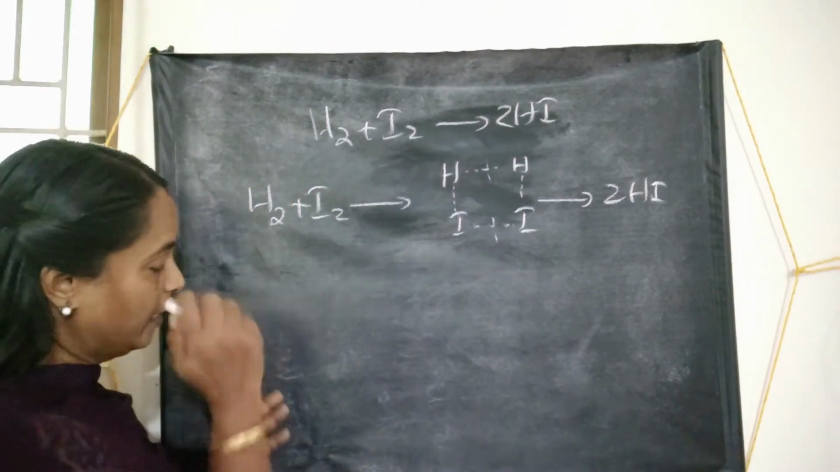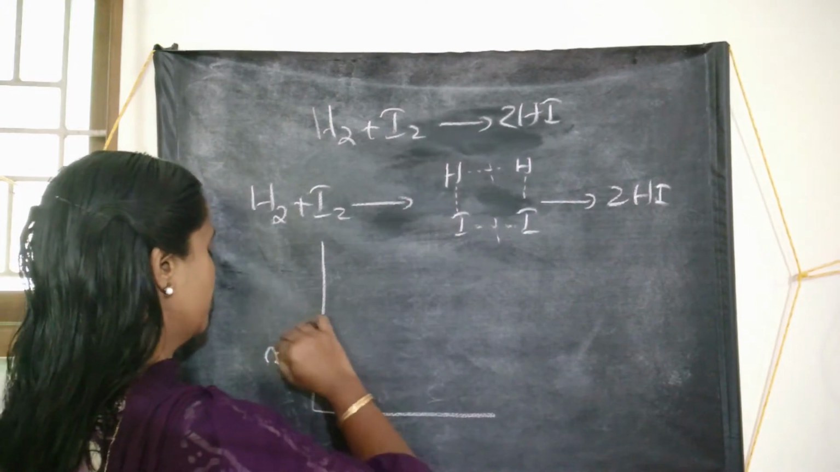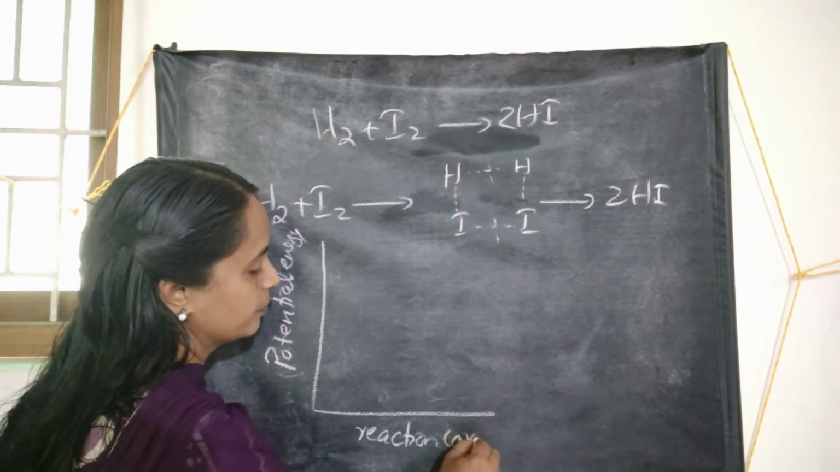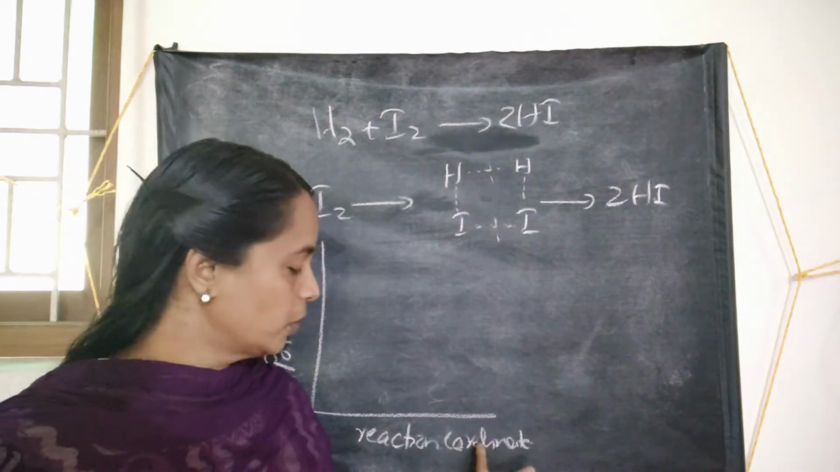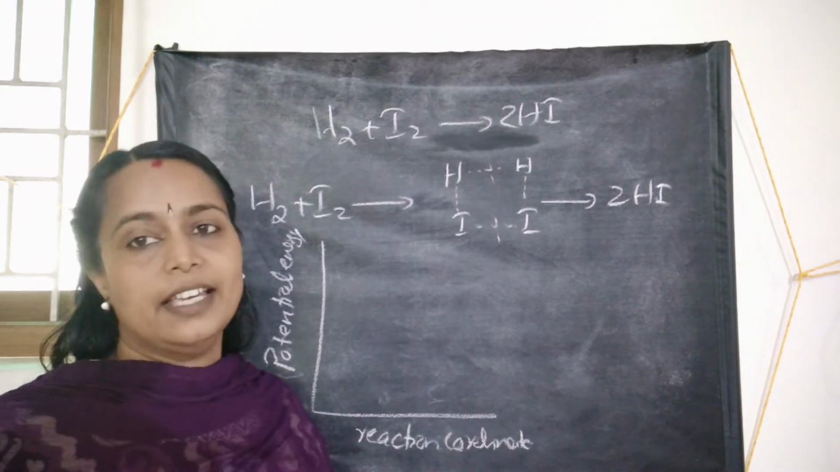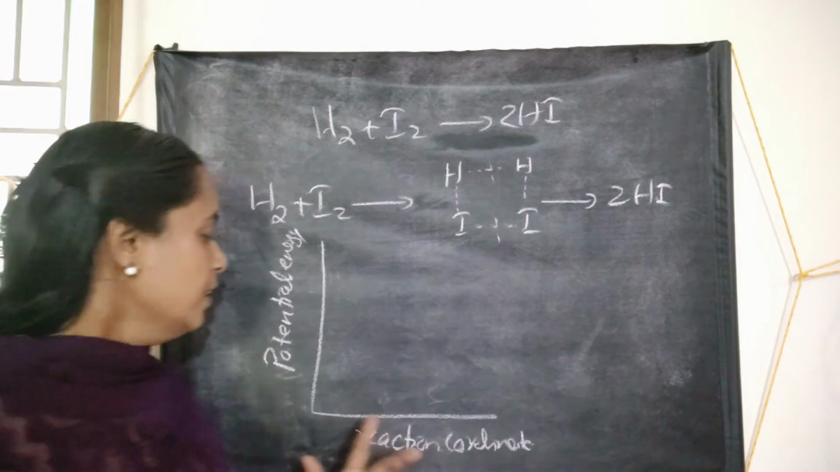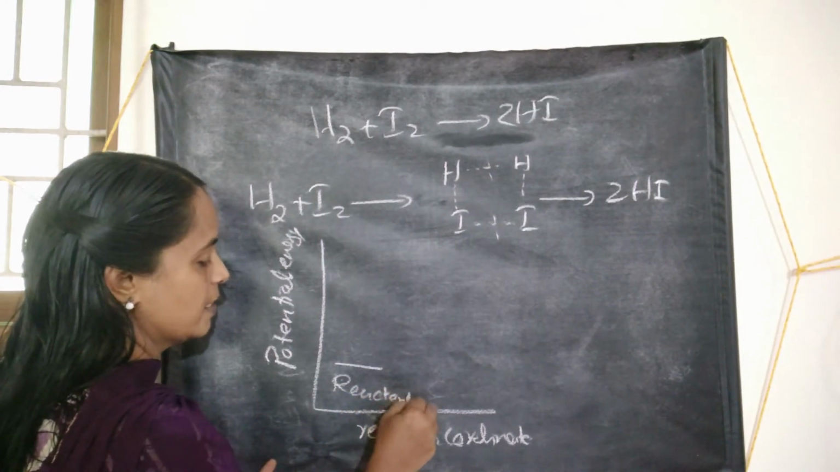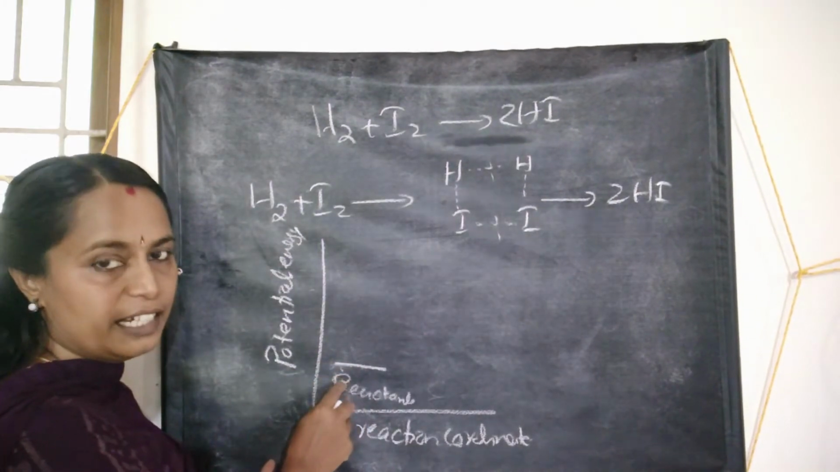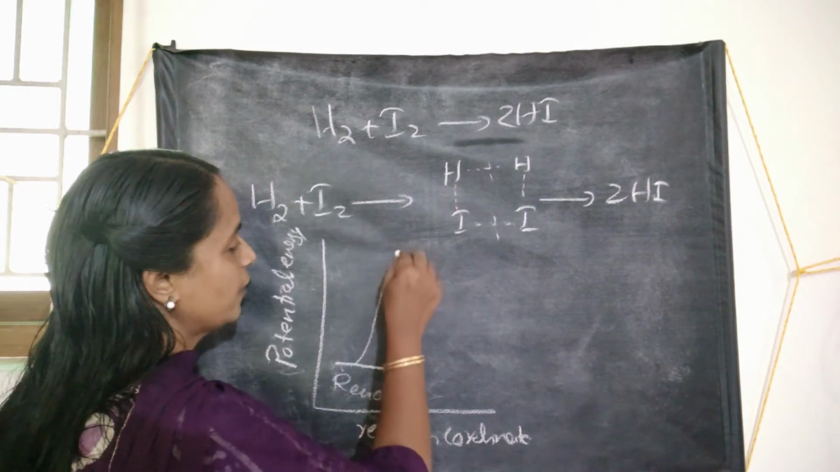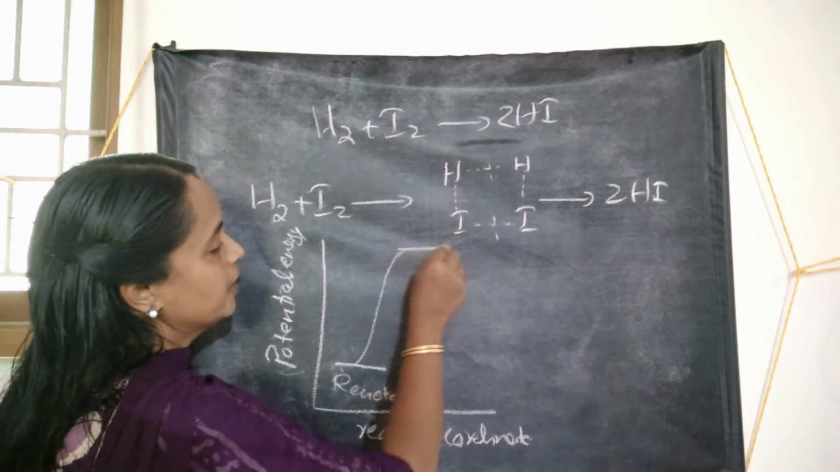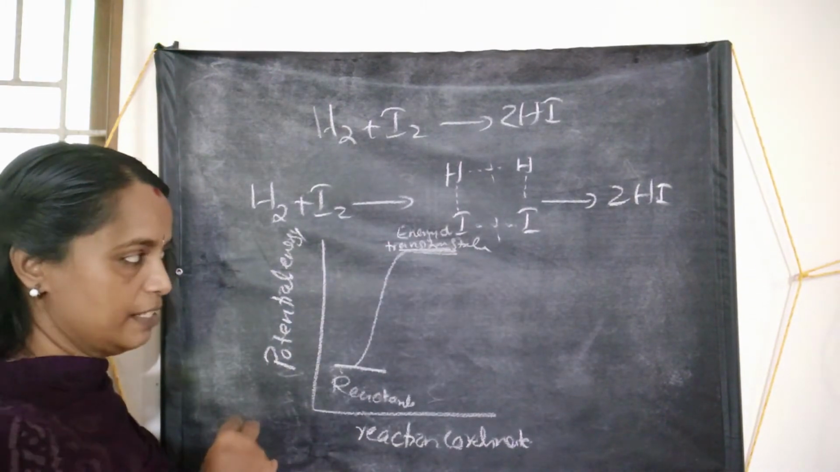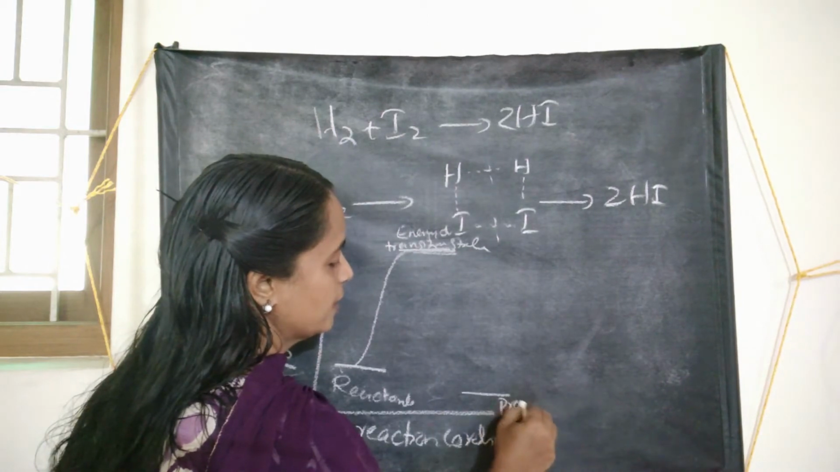If a graph is plotted, potential energy against the reaction coordinate, the reaction coordinate means the profile of the energy change when the reactants become products. Let the total potential energy of the reactants be here. And for the formation of the activated complex, that is the transition state, some energy is needed. This is the energy level of the transition state, and let the energy level of the product be this.